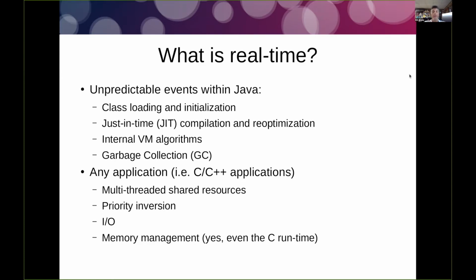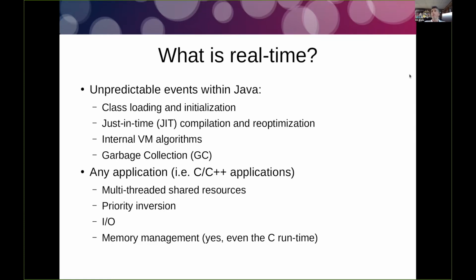Now, besides just Java, unpredictable events can happen with any application, C and C++ applications. You may have shared resources across multiple threads that lead to all sorts of contention that interrupts strict priority-based execution, and it leads to something called priority inversion, which we'll talk about. Then there's IO within the system. You make a call to the disk, to the network. It's unpredictable how long any of that is going to take, unless you have a real-time system end-to-end. And even things like memory management in C.